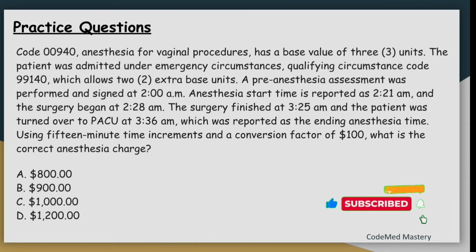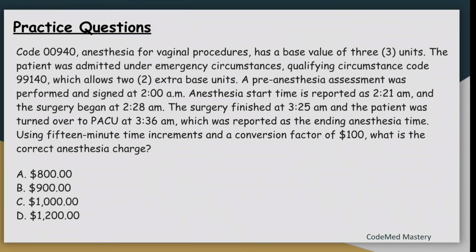Read the question. Code 00940, anesthesia for vaginal procedures, has a base value of 3 units. The patient was admitted under emergency circumstances. Qualifying circumstance code 99140, which allows 2 extra base units.